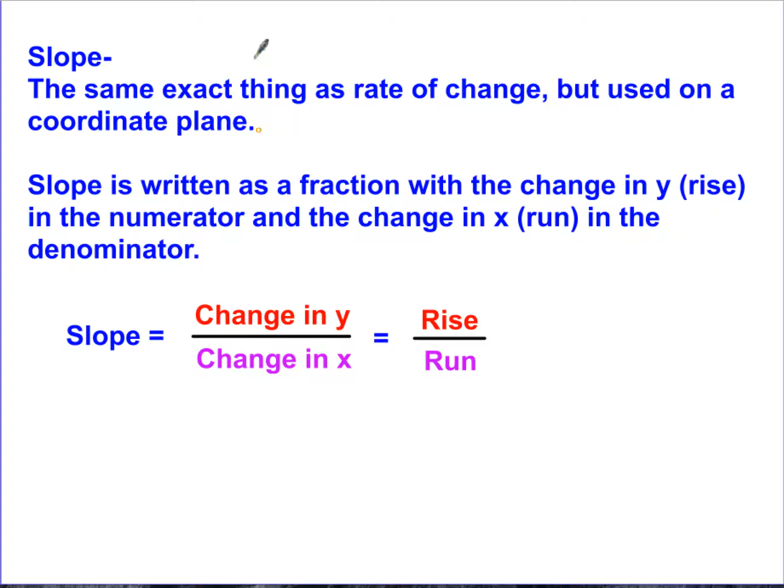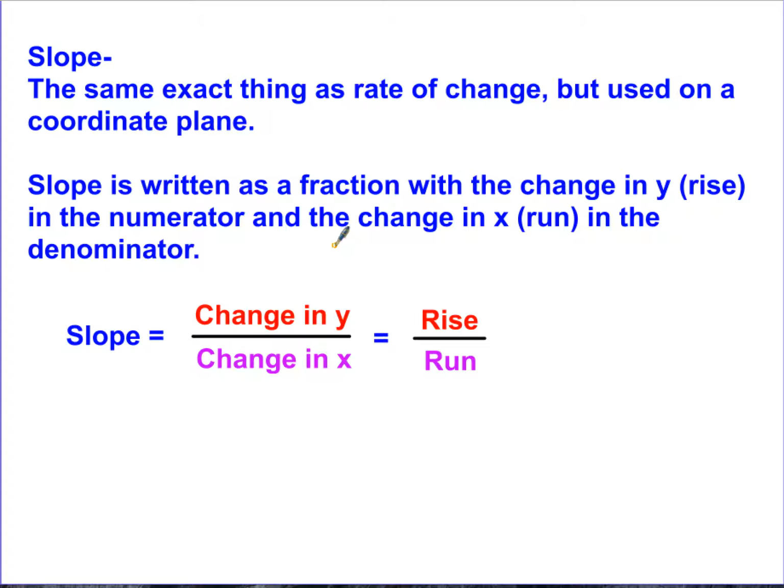So, slope is the same exact thing as rate of change. We talked about rate of change before, and slope is absolutely no different. But the thing with slope is that we refer to rate of change as slope when we're looking at graphs and talking about a coordinate plane.